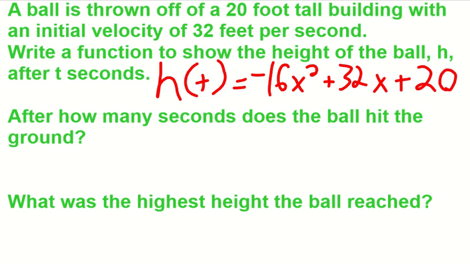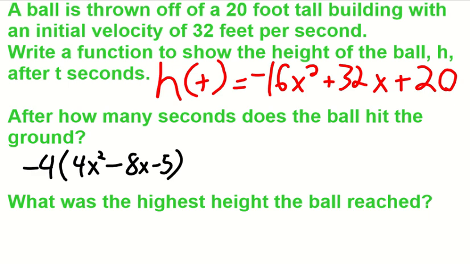So since I got a negative 16, if I factor out a negative 4, that leaves me with 4x squared. Then I've got minus, because it's going to change the signs on these when I factor out that negative, 8x and minus 5. Okay? Everybody good with that step so far?